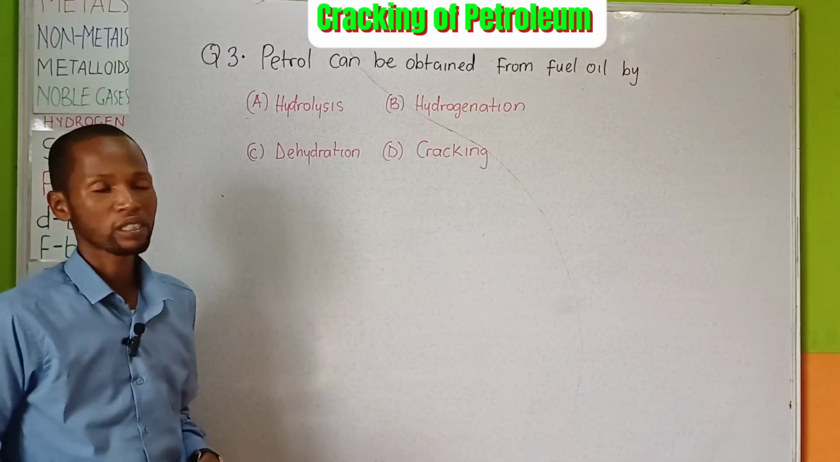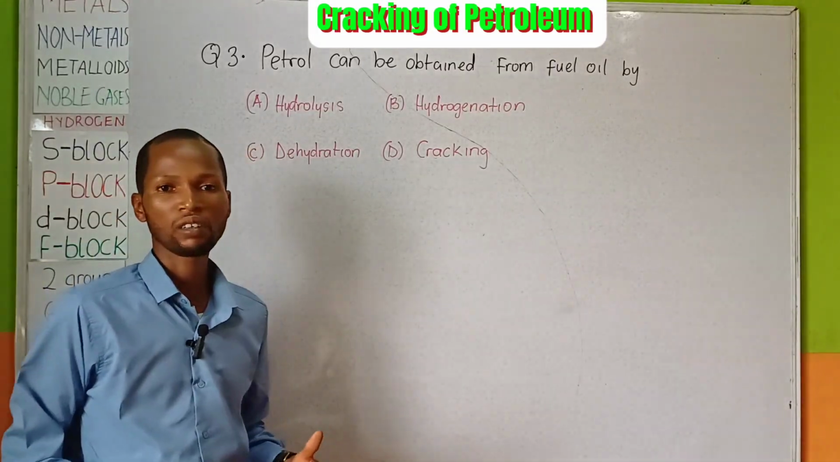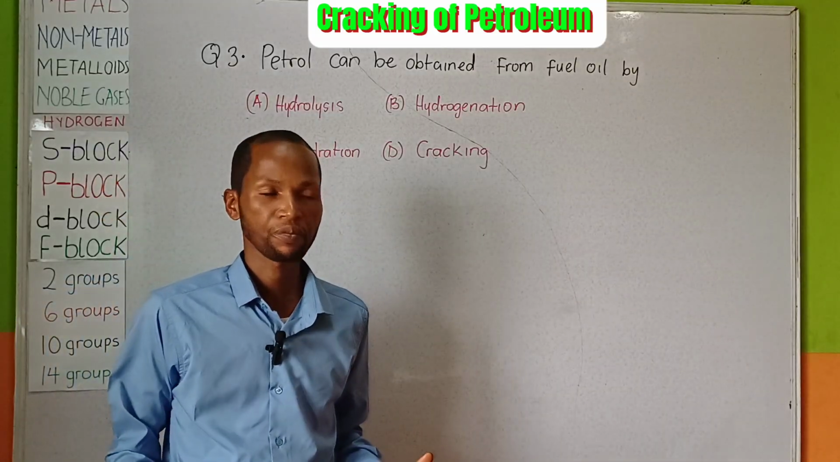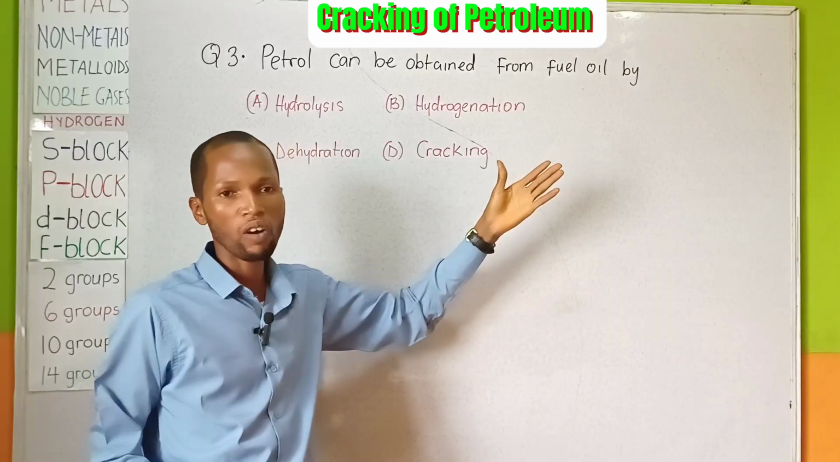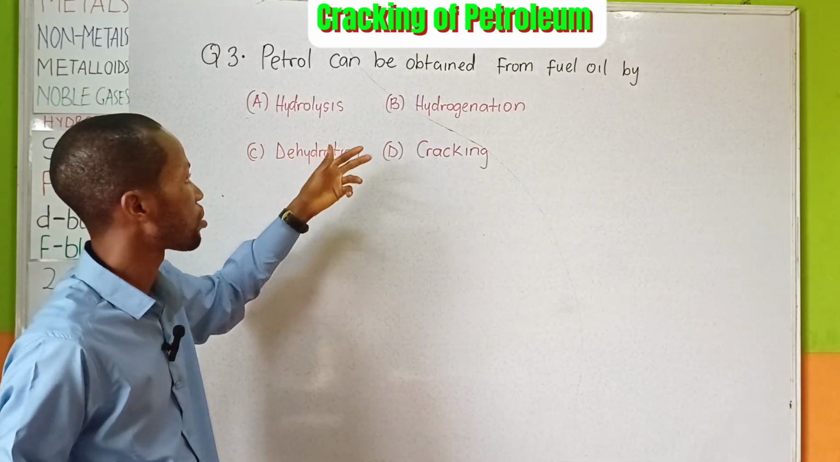Moving on to the third question. Question number 3 is on cracking of petroleum. We have: petrol can be obtained from fuel oil by A. Hydrolysis, B.